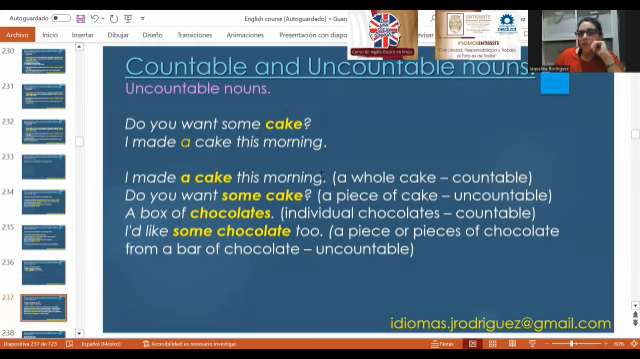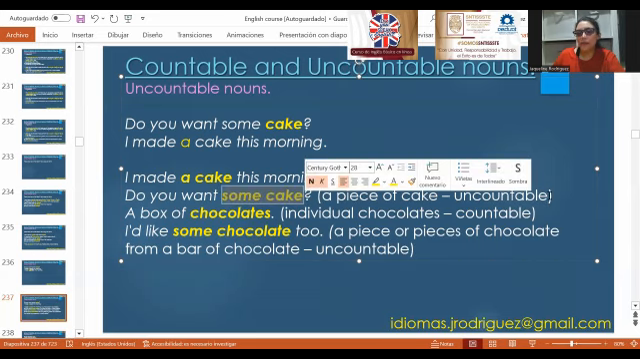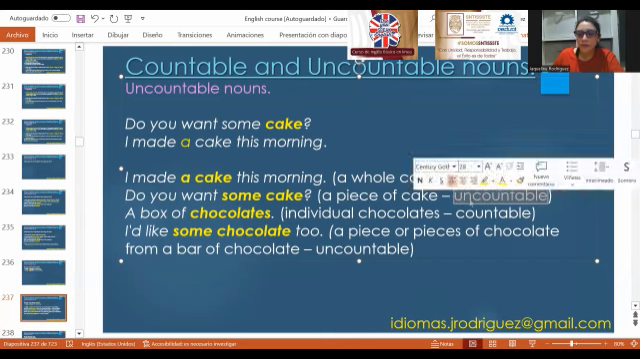Cuando digo, hice un pastel esta mañana. Un pastel. Me refiero al pastel completo, al pastel. Entonces aquí mi sustantivo es contable porque hice uno. Cuando le digo a alguien, ¿quieres algo de pastel? No estoy especificando cuánta cantidad, pero se entiende que le voy a dar una pieza, ¿no? Un corte. Pero cuando lo digo como some cake, viene a ser un uncountable noun.